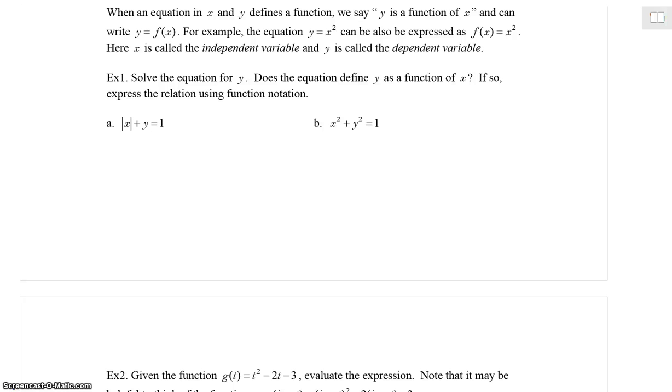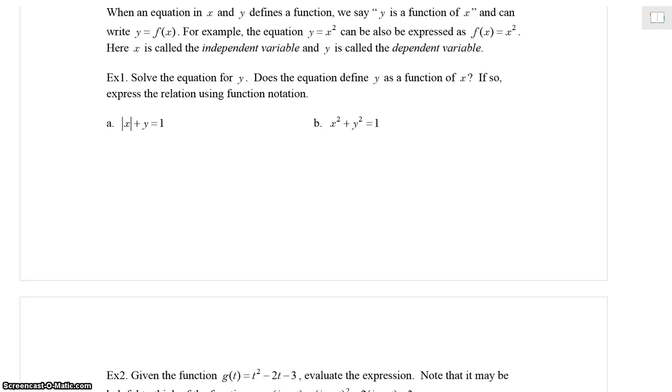Some equations define y as a function of x, some do not. Those that do not are relations between x and y, but they're not functions. So we'd like to be able to distinguish an equation that defines a function from one that does not. Example 1 says, solve the equation for y. Does the equation define y as a function of x? If so, express the relation using function notation.